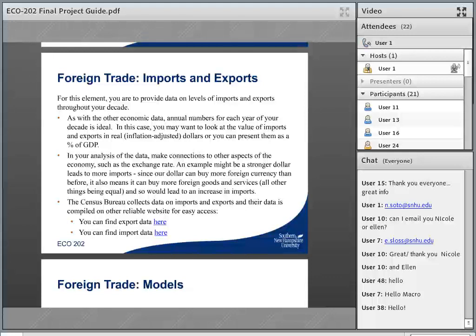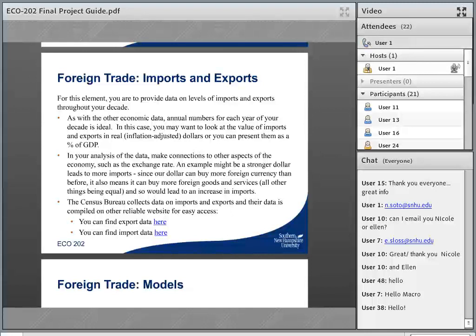And the first one is on imports and exports, and it's sort of another, for lack of a better term, data dump. So you're going to be getting the data just like you did with interest rates and with unemployment and inflation and with GDP. We've got some links here to one source. This source is not the Census Bureau, these 2 links here, but Trading Economics.